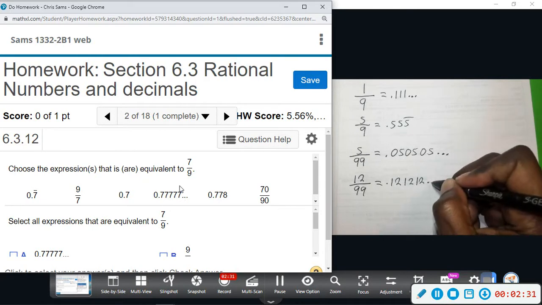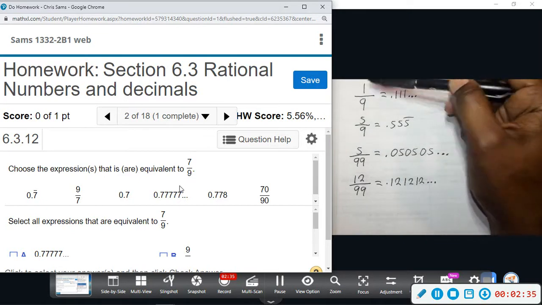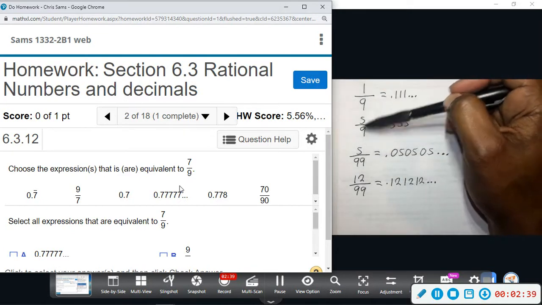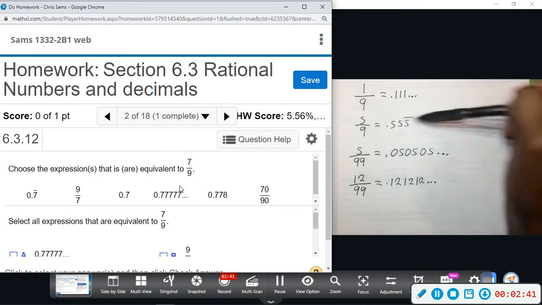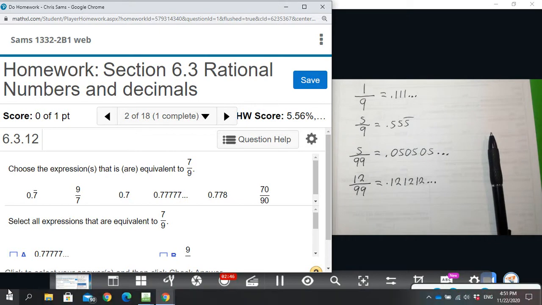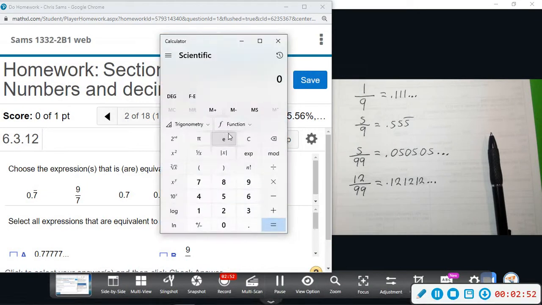So it has to be in a proper fraction form, meaning the top has to be smaller than the bottom, and then if there's a 9 on the bottom, or you can write it as a 9 on the bottom, it's going to be a repeating decimal. So I just want to show you that real quick. Let me pull up this basic calculator, and I'm just going to show you 1 divided by 9.